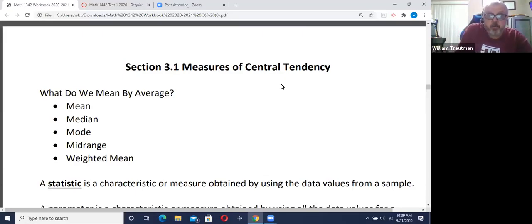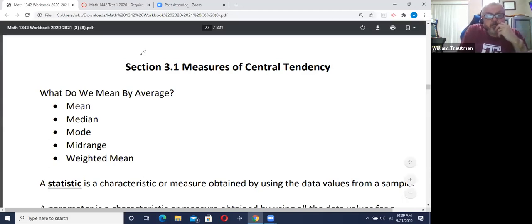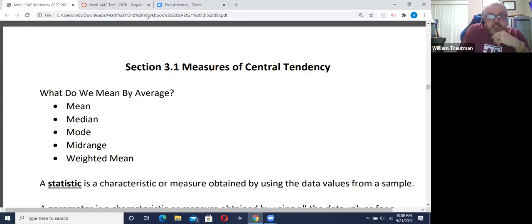Section 3.1. Let's look at these things first. Mean in statistics is just another way of saying average. Median is the piece of data or the number, you can call it data or number, in the middle. It's the piece of data or the number in the middle. Mode is the number that occurs the most often.